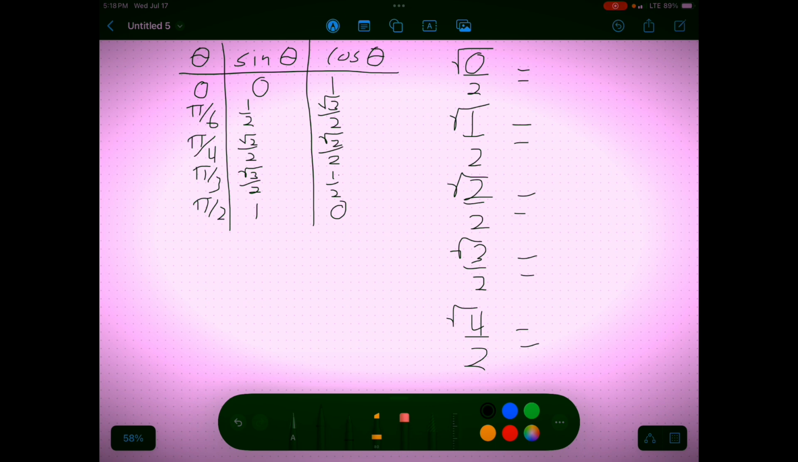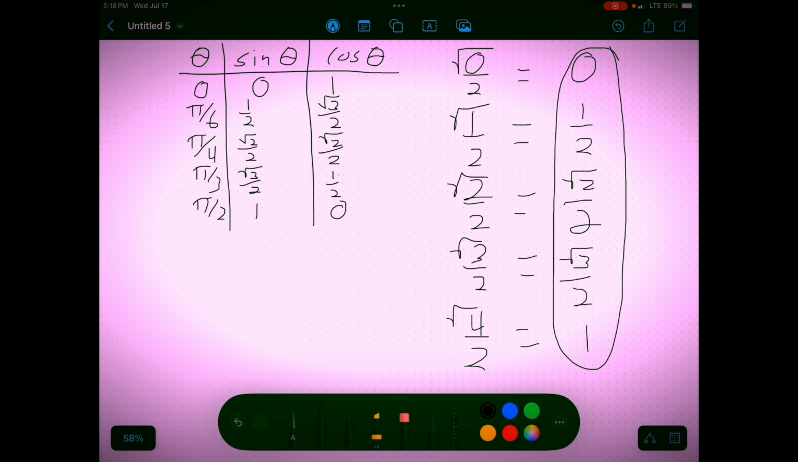Because the square root of 0 is 0, so 0 over 2 is 0. The square root of 1 is 1 over 2 becomes 1/2. Square root of 2 is irreducible, so we'll keep that as square root of 2 over 2. The square root of 3 is irreducible, that's the square root of 3 over 2. And the square root of 4 is 2, 2 over 2 is 1. And would you look at that? 0, 1/2, radical 2 over 2, radical 3 over 2, and 1. That exactly matches what we put in for sine. Cosine is just the reverse.